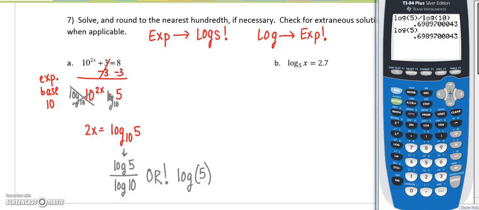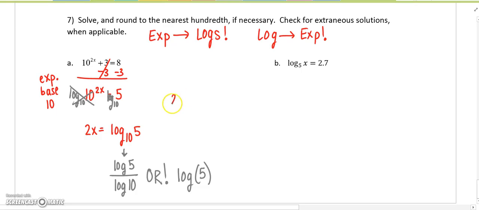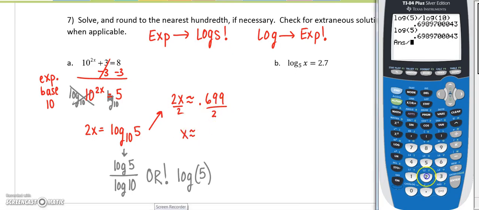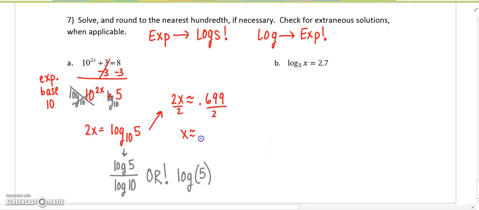Now, that only works with base 10 because this right here, look right above it, see that 10? That's a base 10. Just like ln is a base e. Okay, it only works if that has one of those bases. Otherwise, you have to do it the first way. So my answer here, or I'm sorry, not my final answer, I end up with 2x equals about 0.699. Divide by 2. And I'm just going to do that straight in the calculator, divide by 2. And there's my answer. Now it says round to the nearest hundredth. That's 2 decimal places. So that's about 0.35.